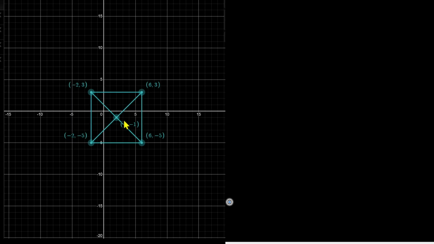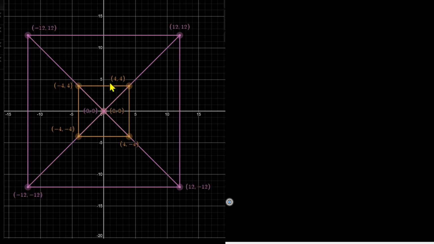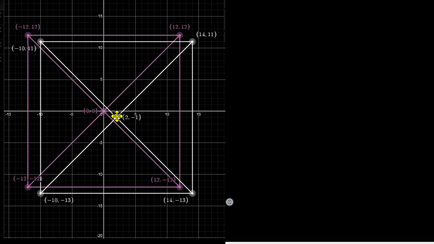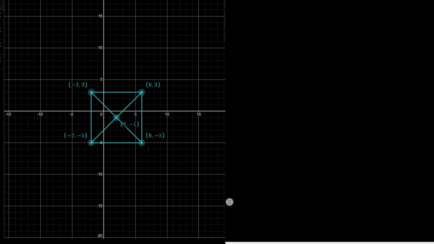I think it just helps to see what's going on. Three things we're going to do. First, we're going to translate the square to the origin so that its center is at the origin. Then we are going to dilate the square. Notice the center is still at 0, 0. And then we are going to translate the square back over. So now it is dilated. So let's see the operations.